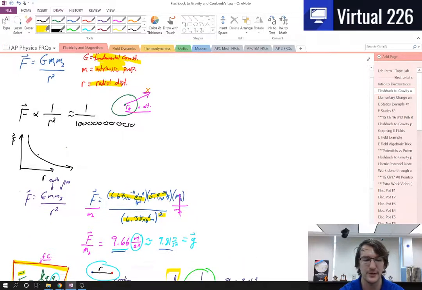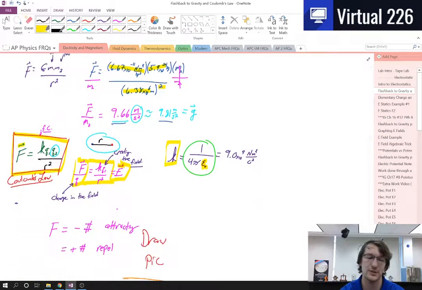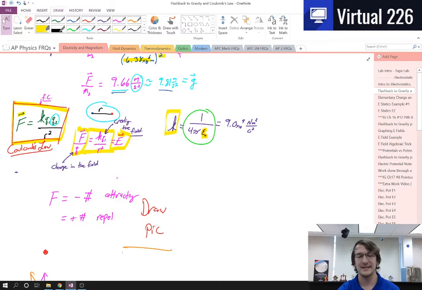So that's our flashback through gravity. Hope that was helpful for you, relating that into electrostatics for Coulomb's law and getting an electric field equation. Don't forget what k is, 9.0 times 10 to the 9th newton meters squared per coulomb squared.